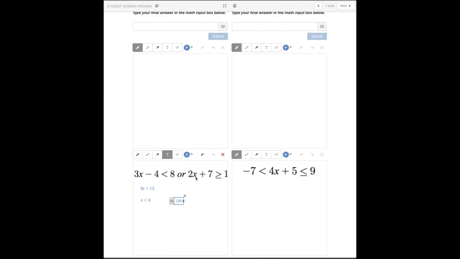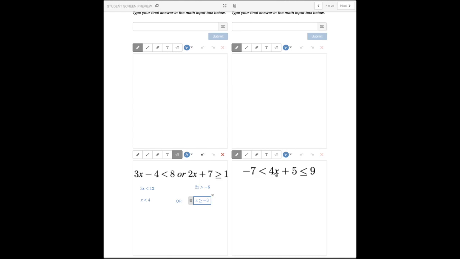Now I need to solve this second inequality. In order to get rid of this 7 here, I need to subtract it on both sides. So when I do that, I'm left with 2x on this side. 2x is greater than or equal to 1 minus 7 is negative 6. And now I need to divide both sides by 2. I am not dividing by a negative, so I can keep the inequality the same. So x is greater than or equal to negative 3. So here's that inequality right here. Now let's solve this one.